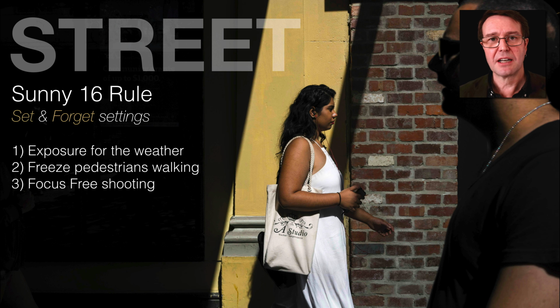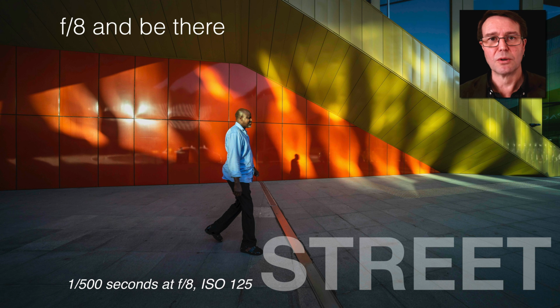My street settings follow the Sunny 16 rule. Sometimes on a full frame camera I will actually shoot at f16, but on the APS-C cameras I will actually modify that to f8 and be there. So I'm still exposing for sunny conditions. I'm just using a slightly wider aperture because the depth of field on a wide angle lens on an APS-C camera is sufficient at f8, and it does help to keep the ISO a little bit lower.